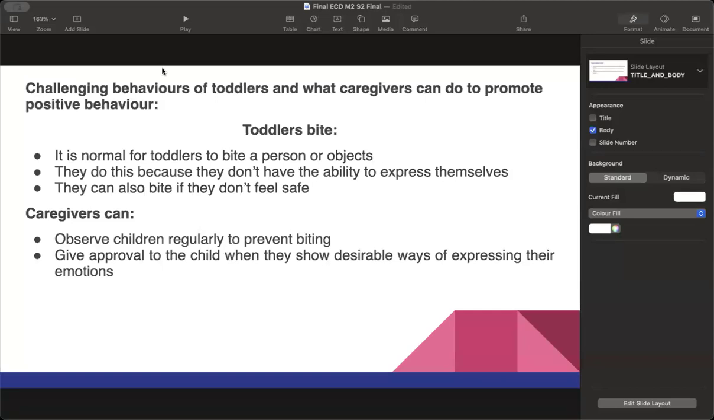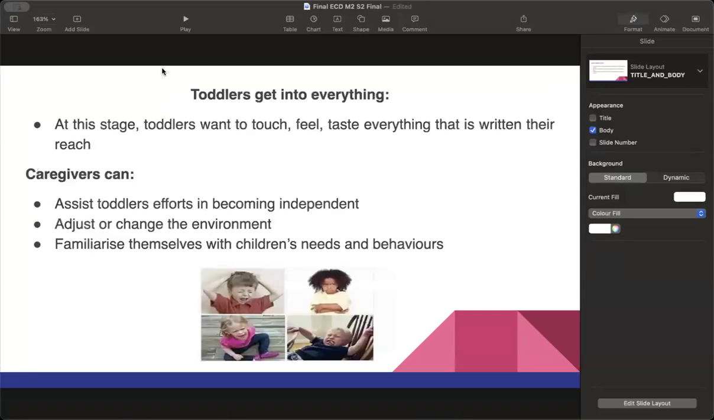Some sort of approval. Okay, our next slide we're going to jump right into, and that is Toddlers Get Into Everything. Valencia, are you there?